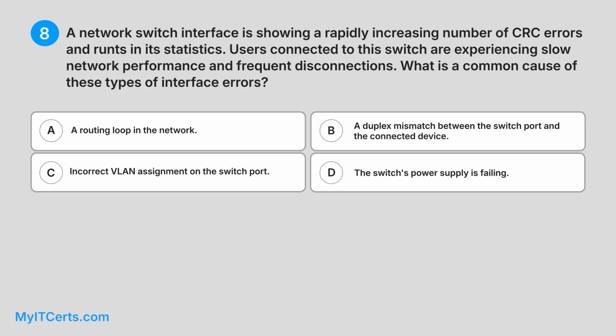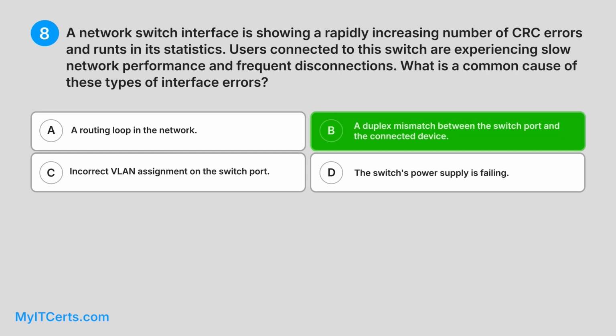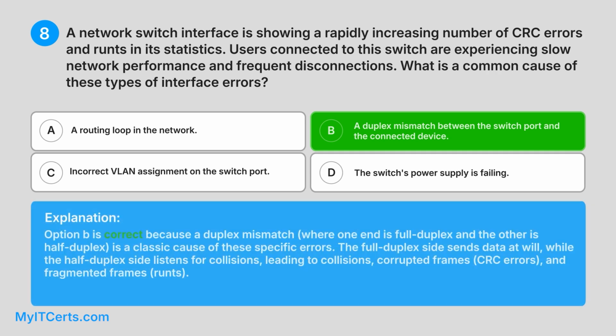Correct answer: B. A duplex mismatch between the switch port and the connected device. Explanation: Option B is correct because a duplex mismatch, where one end is full duplex and the other is half duplex, is a classic cause of these specific errors. The full duplex side sends data at will, while the half duplex side listens for collisions, leading to collisions, corrupted frames, CRC errors, and fragmented frames, runts.